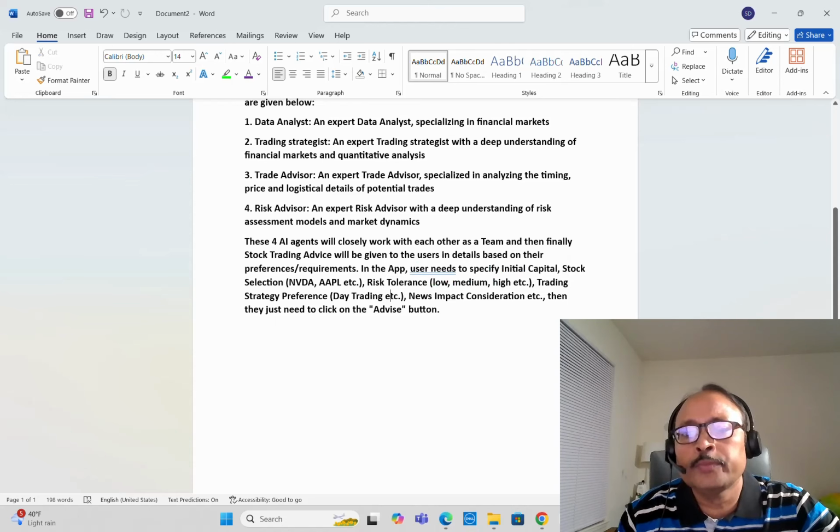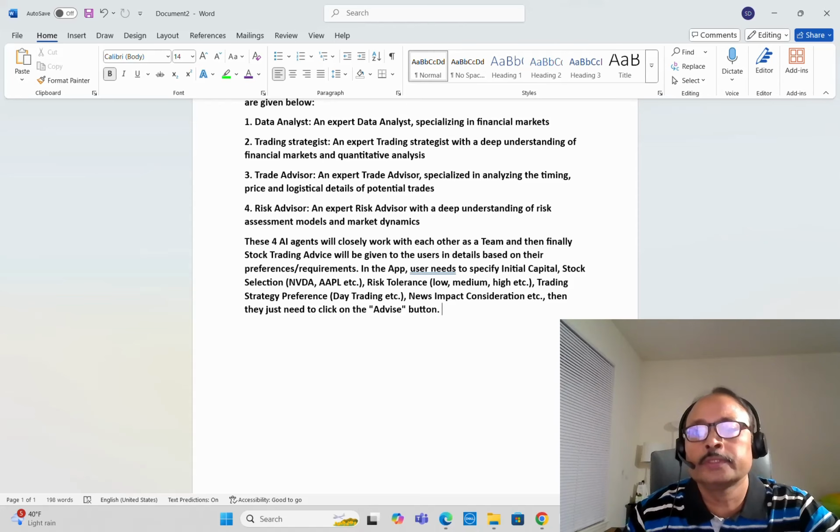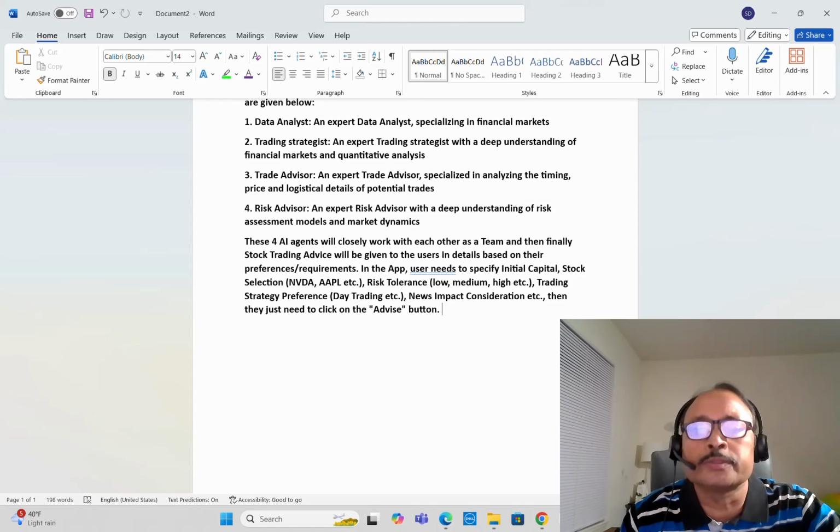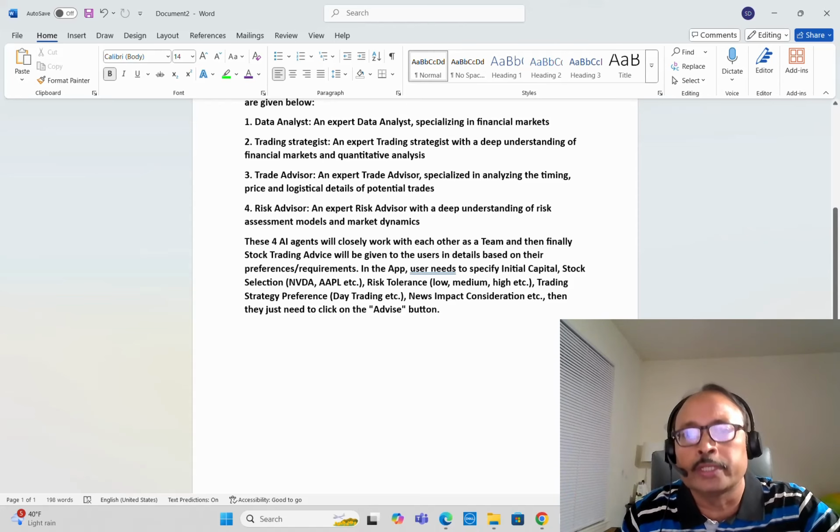Then another important input from the user is the news impact consideration, whether the user wants news impact to be considered or not in this analysis. Sometimes if there is a new announcement or sensitive news, the company's stock price may fluctuate, go down, or go up depending on that. So news plays an important role here for stock trading. So news impact consideration is very important here, and in this project we are going to consider it for our testing.